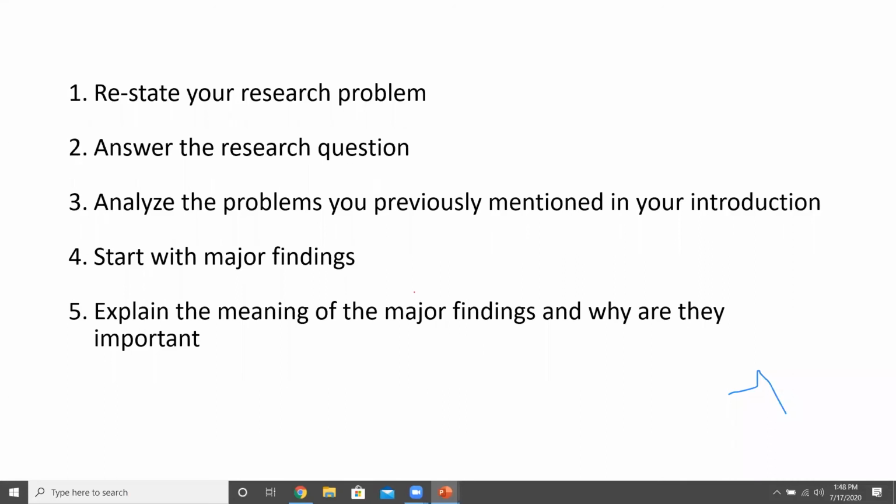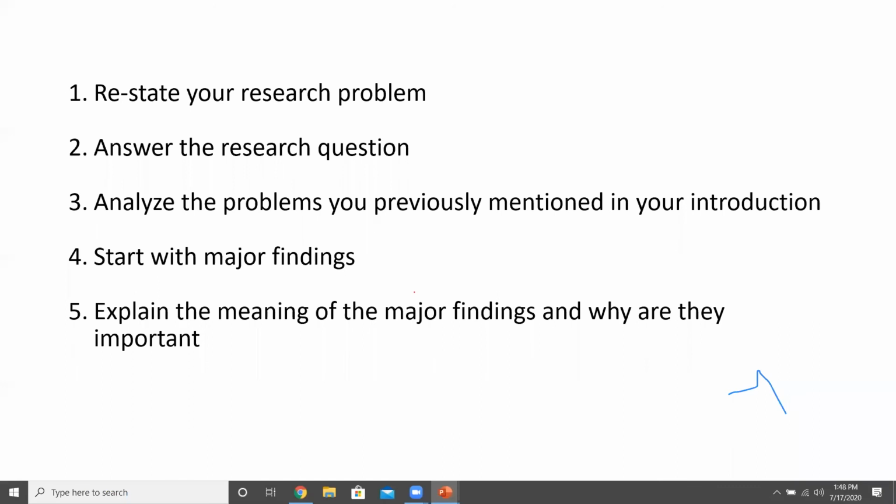The second part is answering your research question. Again, the discussion part is very important because it's where the answer to the research question is. We've been taught that the research question is very important, and the hypothesis is very important. We've spent a million times trying to understand how to write a very good research question.